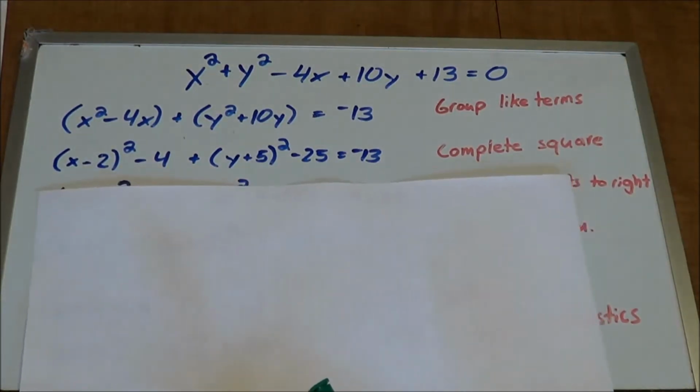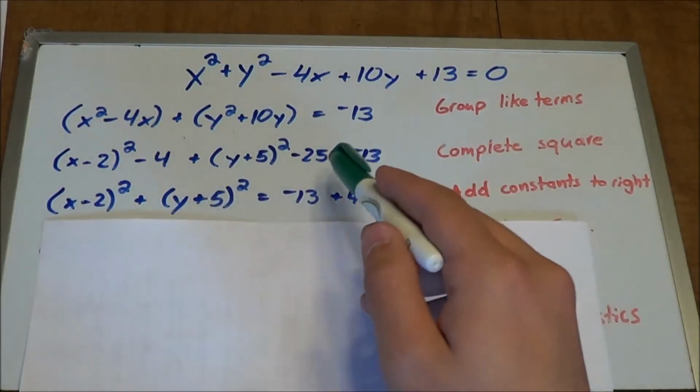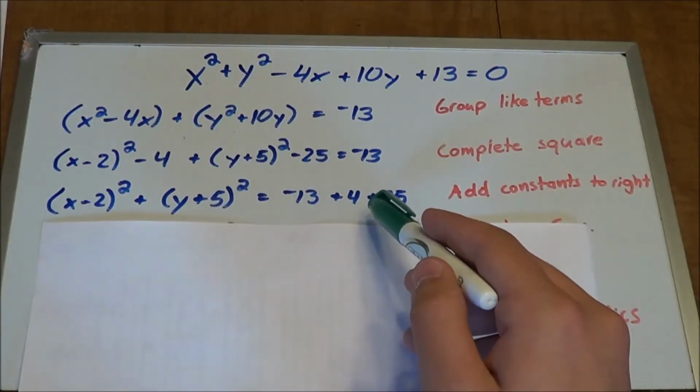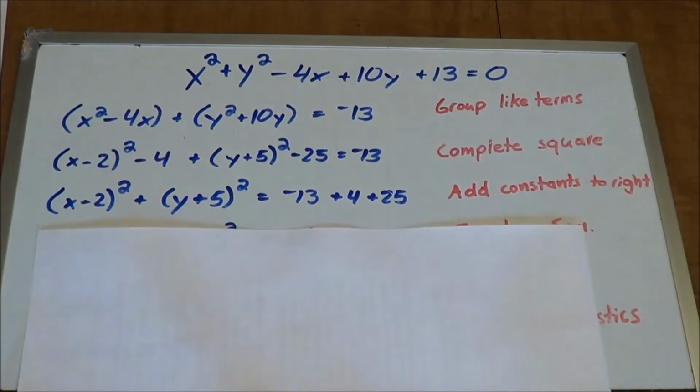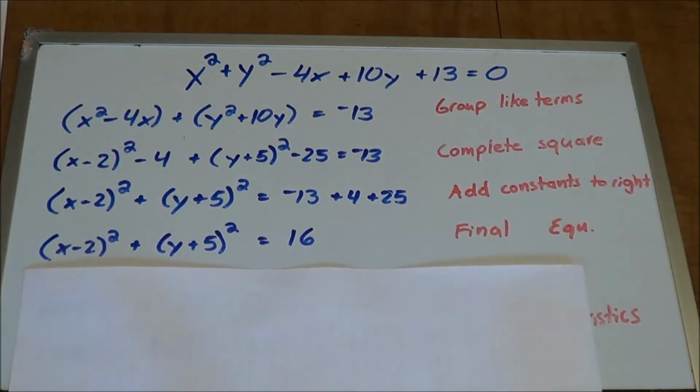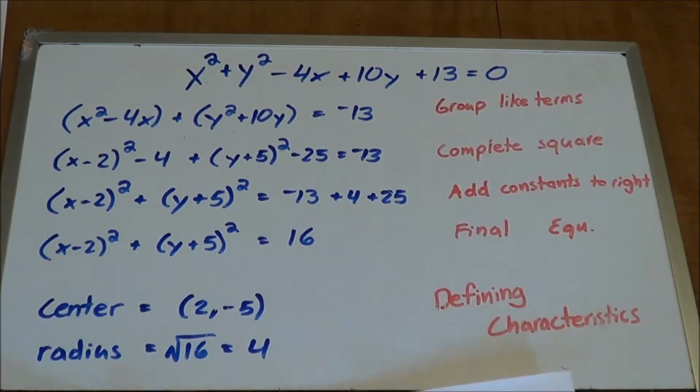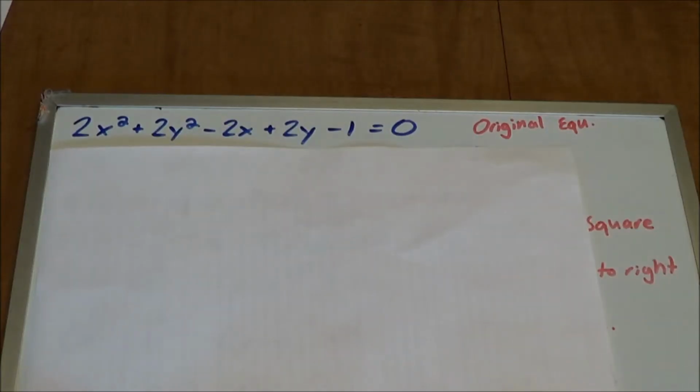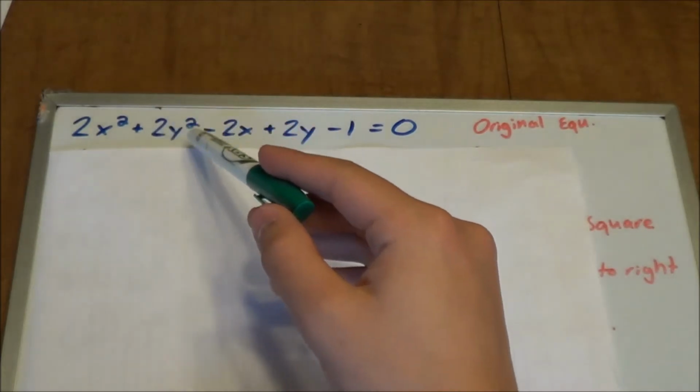Now, you can either subtract the extra on the left, or just directly add it over to the right and save a step. Either way, you end up with x minus 2 squared plus y plus 5 squared equals 16. This circle would be centered at 2, negative 5, with a radius of 4, which is the square root of 16.